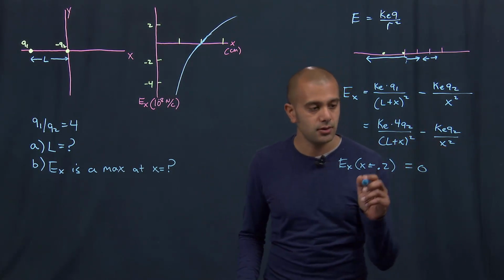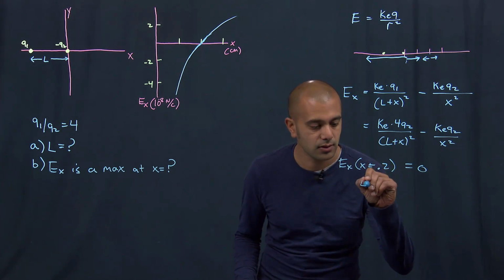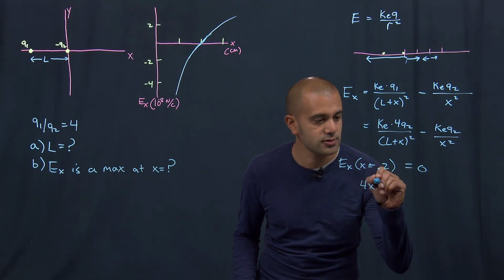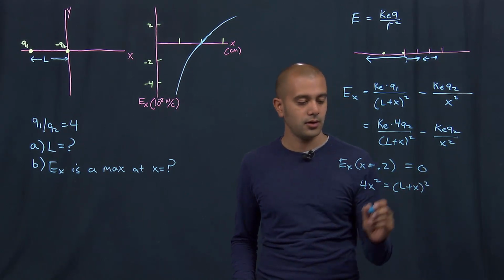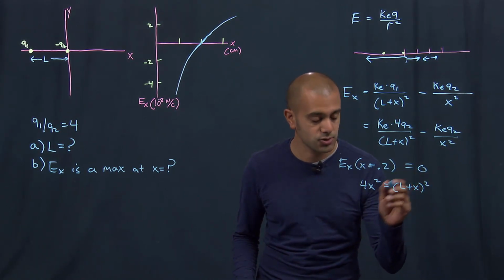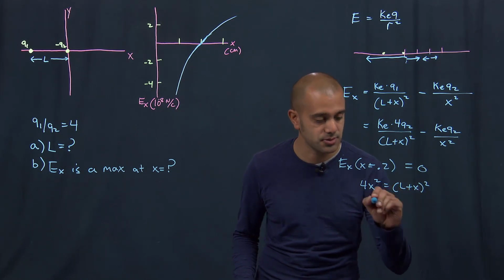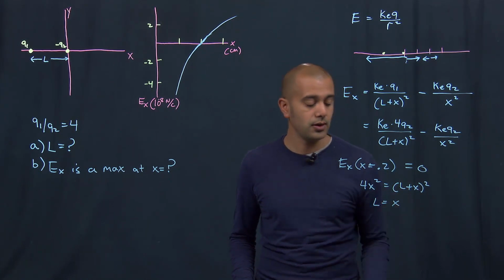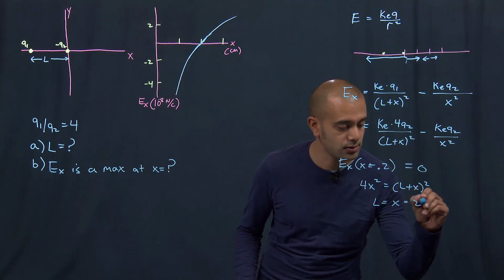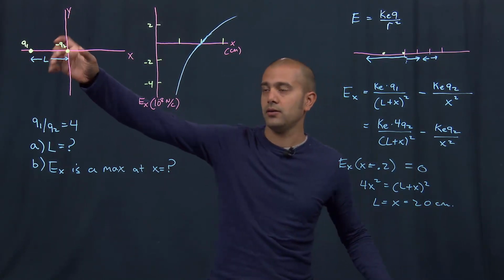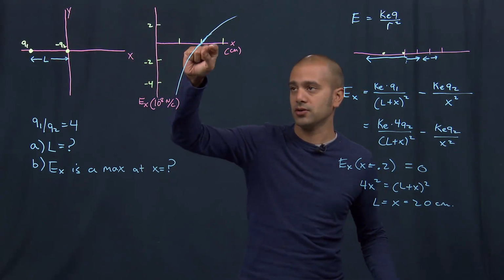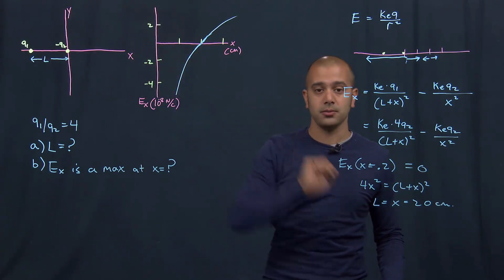OK, setting this equal to 0 and then cross-multiplying, you'll find the following algebraic equation: 4x squared equals (L plus x) all squared. Then taking the square root of both sides, you just get 2x equals L plus x. So L ends up equaling x, actually. So L is 20 centimeters. All right, so that's how far these charges are separated. And again, we used the fact that the electric field was 0 at x equals 20 centimeters to find that.